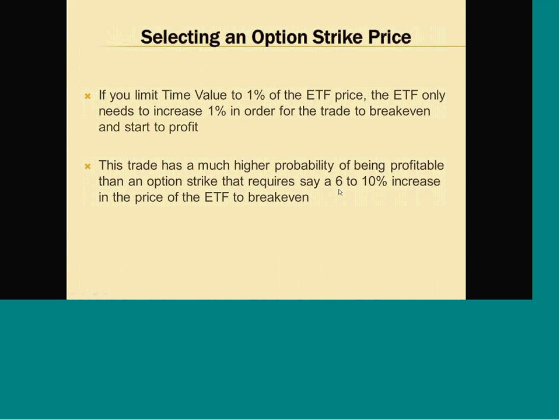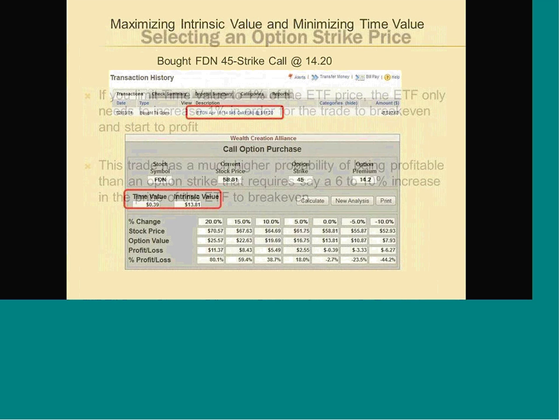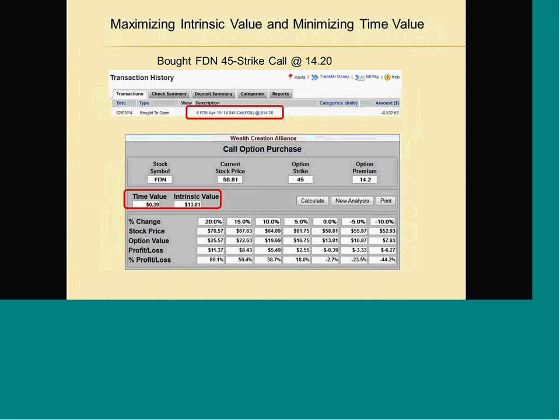So let's look at some actual examples of this 1% rule and how I used that when I was selecting the strike price. And we saw where I bought the Internet Index symbol FDN. I bought the 45 strike call at 14.20. And at the time, FDN was trading at 58.81. So I input the stock price at the time of purchase. I purchased the 45 strike call, and the premium was 14.20.